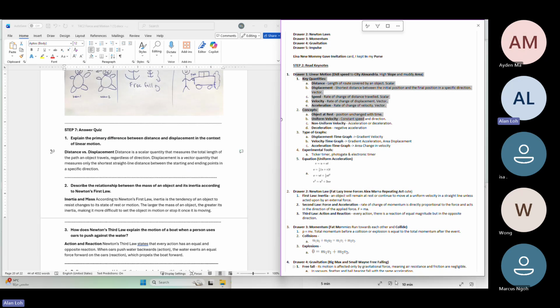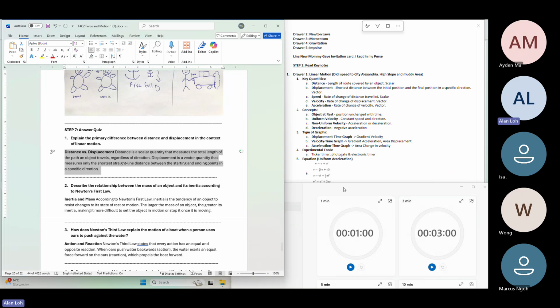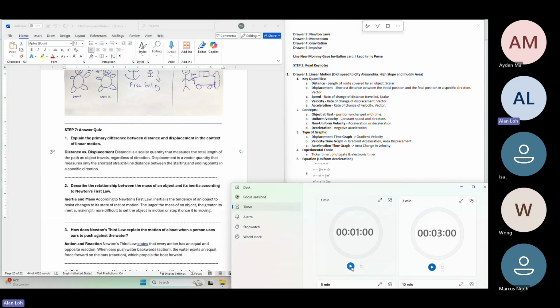So let's do this drill. Let's do 1 minute first for question number 1. Read the question, ask yourself which drawer, make your own answer, then compare your answer with the answer that is provided. Let's start now, 1 minute.